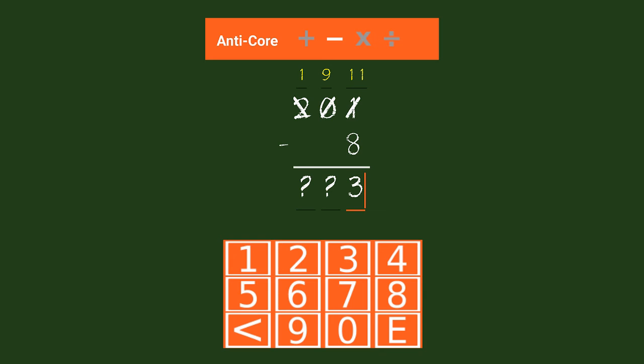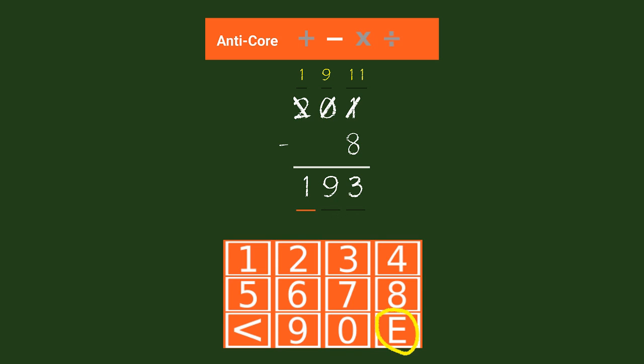Since we do not have any numbers to subtract in the tens or hundreds column, we can now move the numbers in the tens and hundreds borrow locations to the tens and hundreds answer locations. Touch the question mark in the tens answer location and then the 9 on the keyboard to put a 9 in the tens answer location. Now touch the question mark in the hundreds answer location and then the 1 on the keyboard to put a 1 in the hundreds answer location. Now we have the answer. So 201 minus 8 equals 193.